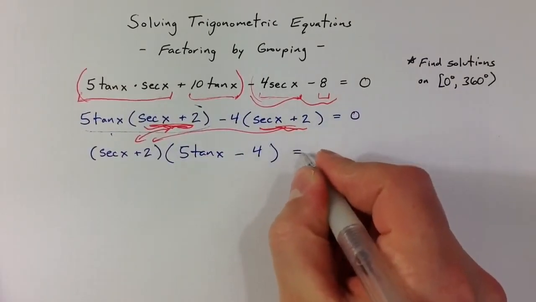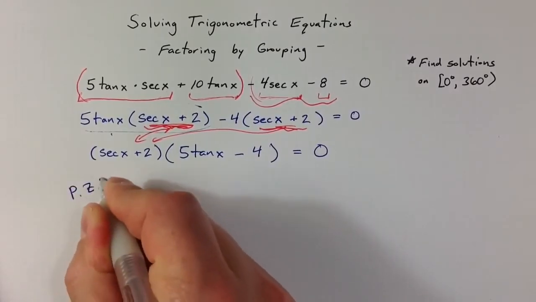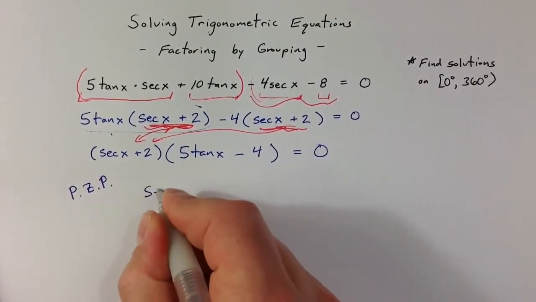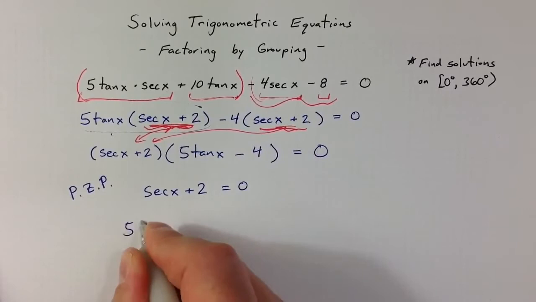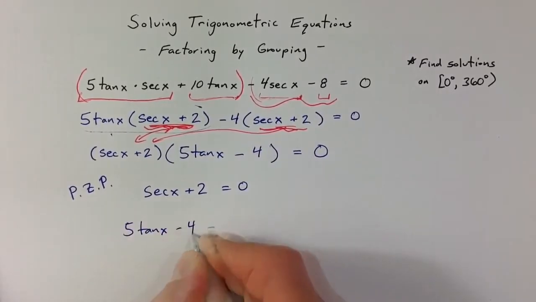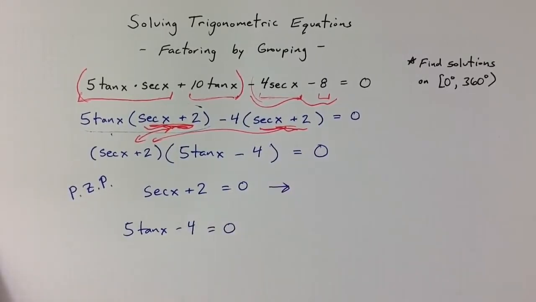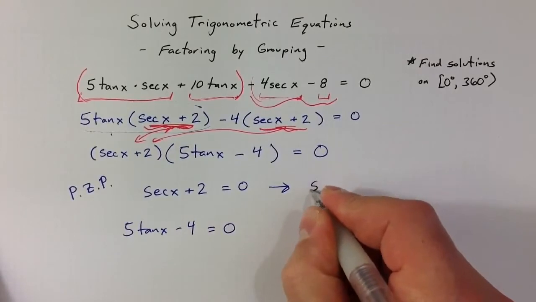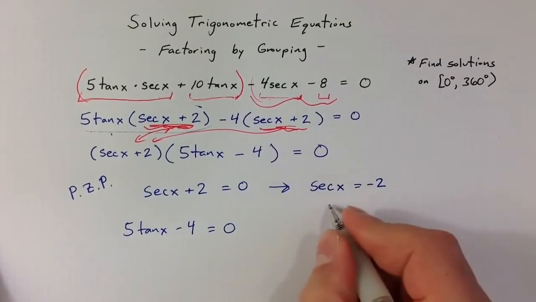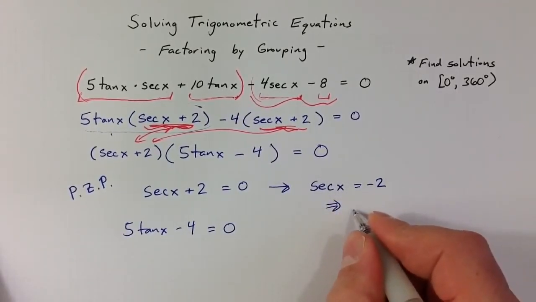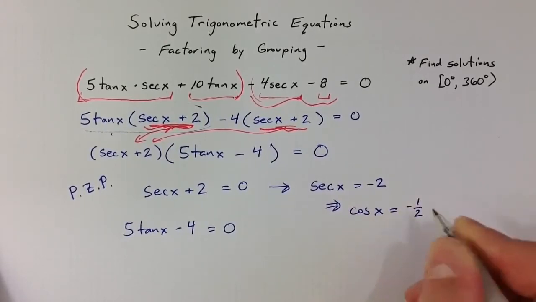So we now have two factors that equal 0. The principle of zero products tells me that either secant x plus 2 equals 0, or 5 times tangent x minus 4 equals 0. From the first equation, I get secant x equals negative 2, which means, translating that into cosine, cosine x equals negative 1/2.